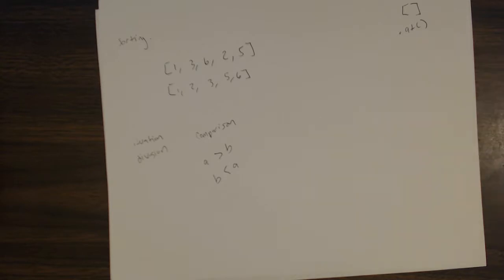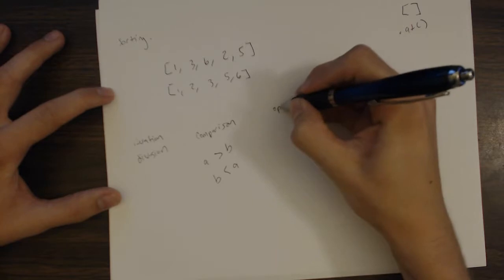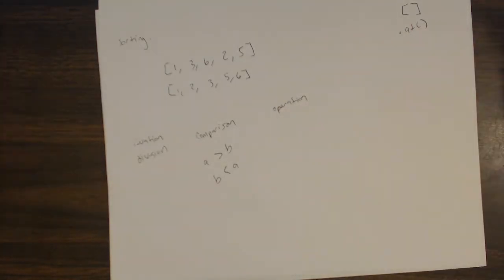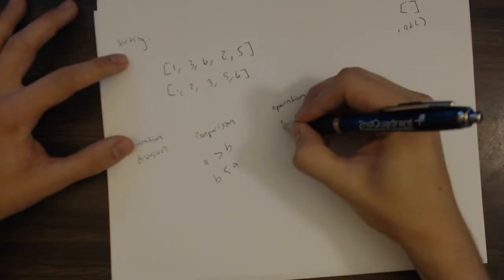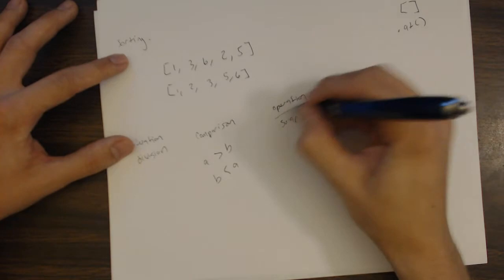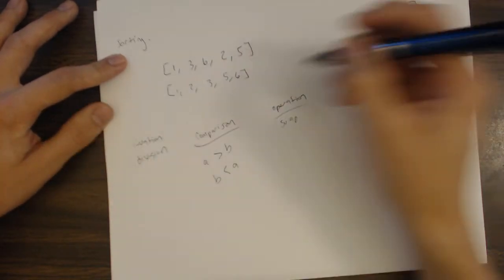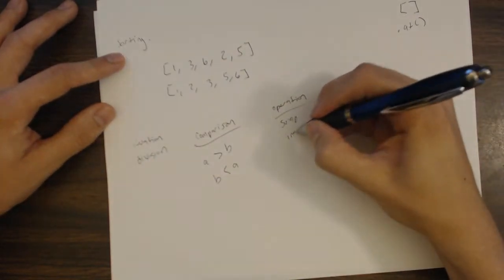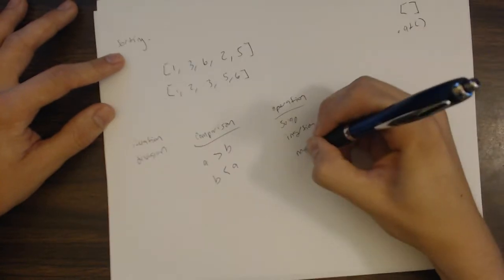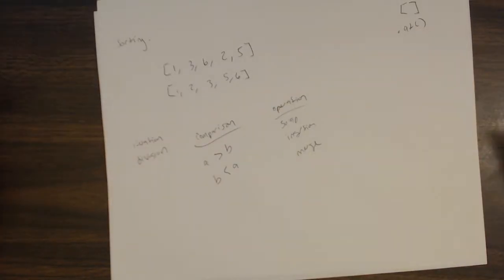And finally, we have some sort of operation. This operation is typically what is used to actually perform the sorting. Sometimes we have a swap operation. Sometimes we have an insertion, a merge. There are all kinds of different operations here.